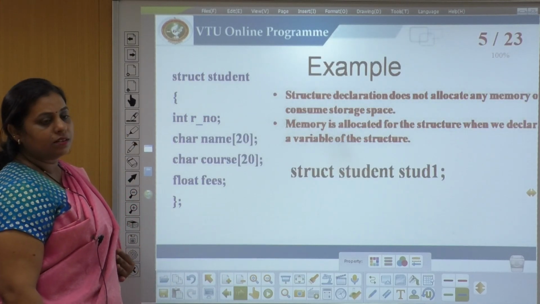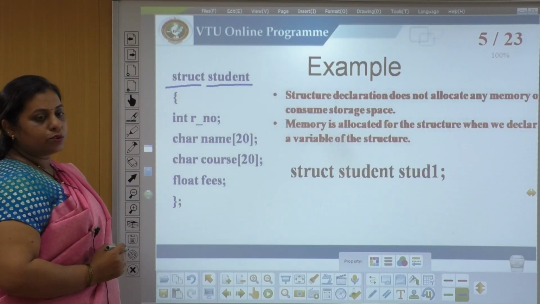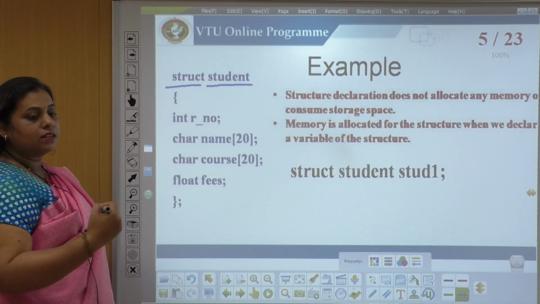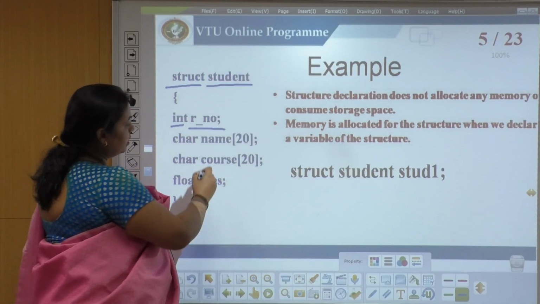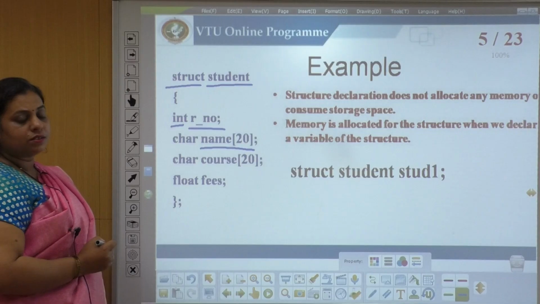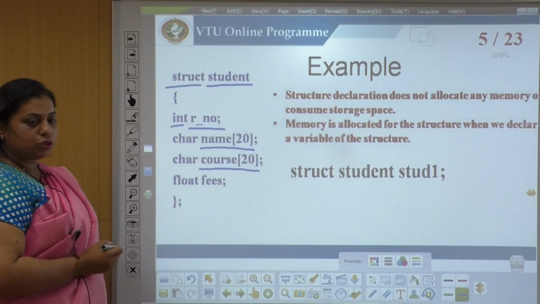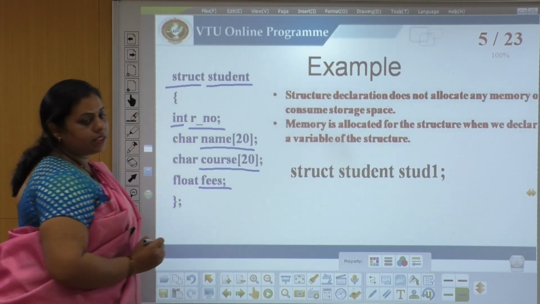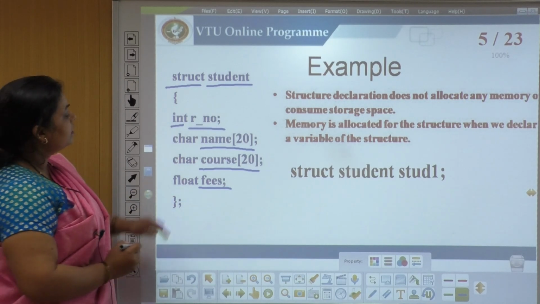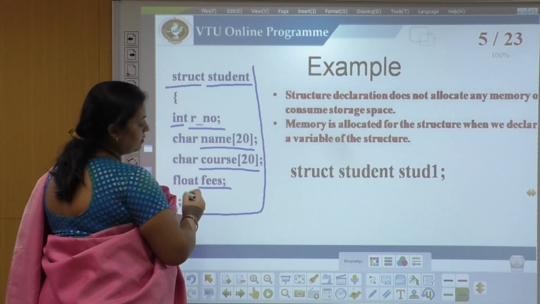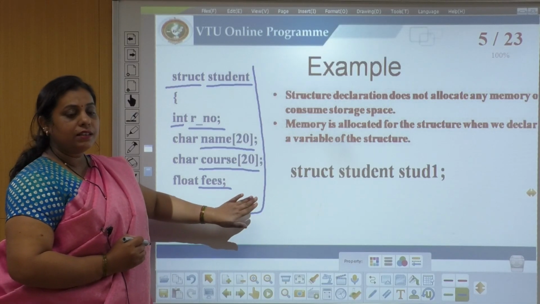Let us take an example here. Struct is a keyword. The structure name is student here. The student structure has the data members roll number, whose data type is integer, name, which is a string of length 20 characters, course, again a string of length 20 characters, and fees the student has paid, which is a floating point value. Remember, whenever I declare a structure like this, no memory is allocated till this time.